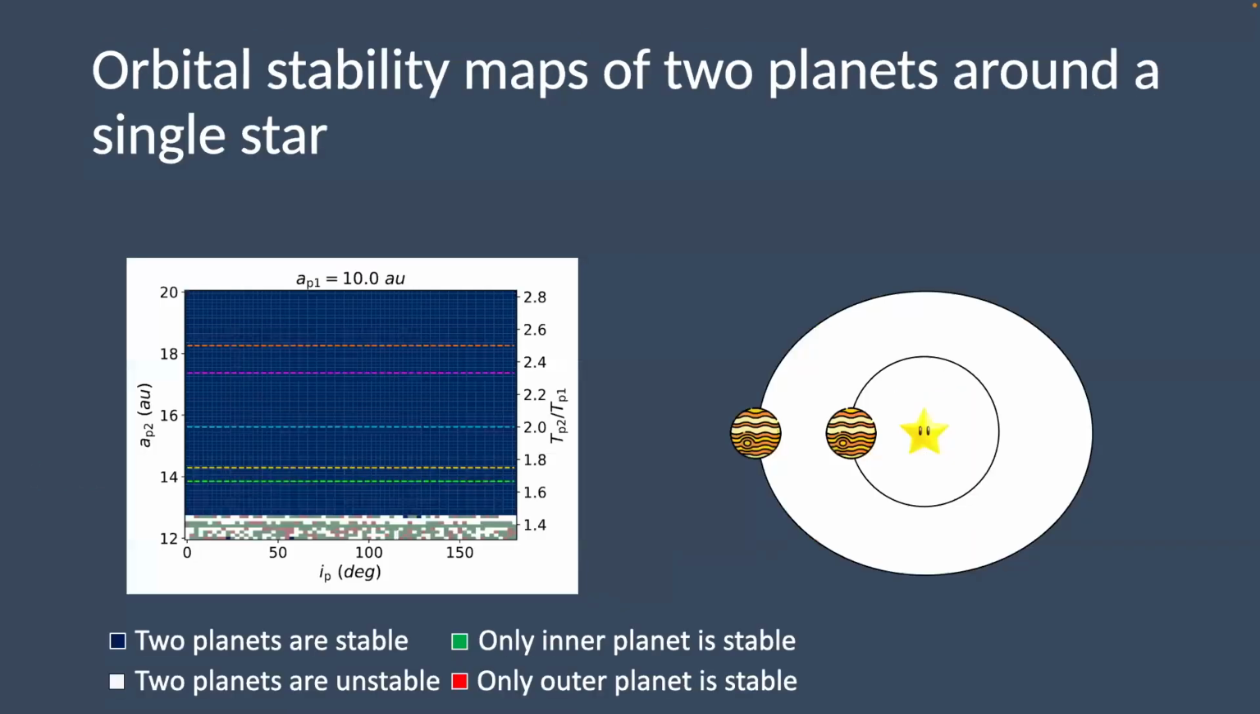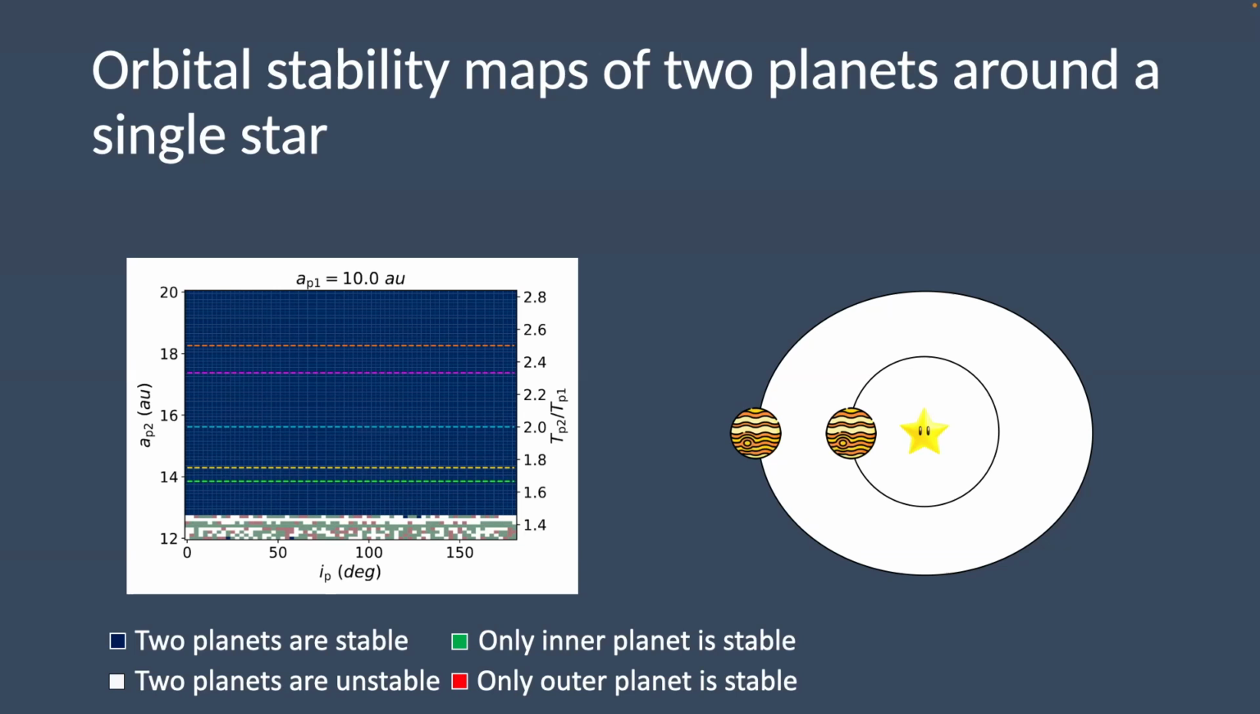Okay, so now let's go back to the single star. This is just a star, and we have two Jupiter mass planets. The inner Jupiter is placed at 10 AU from the star. And you can see this is a stability map for the two Jupiter mass planets. The y-axis is the semi-major axis of the outer Jupiter planet. You can see in most of my simulation, they are very stable unless they are very close to each other, roughly about 13 AU.